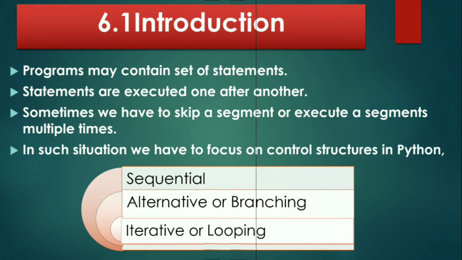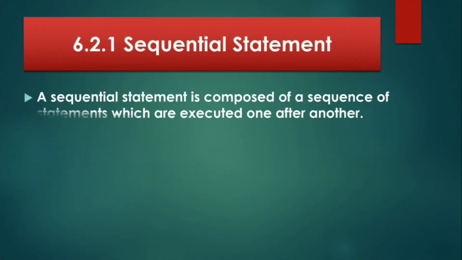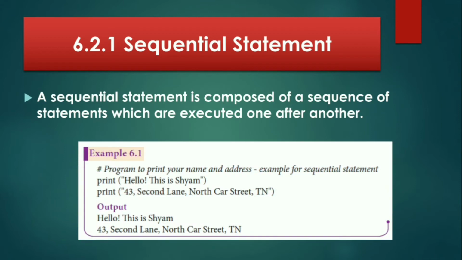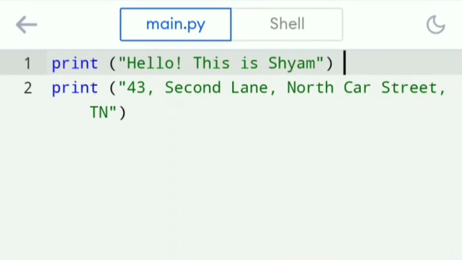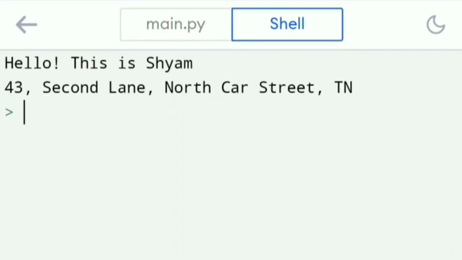We'll start discussing from the first one, that is sequential statement. I already told you that when we write multiple statements, all the statements will execute one after the other. That process is actually called sequential. For example, here there are two print statements. How are these two print statements going to work? Let's see how this program works in the online editor. Here I have written two print statements and obviously it will work one after the other. Let's run the program and we got the result in the shell. This is the result, two lines. Since we had two print statements, we got the result as two lines.